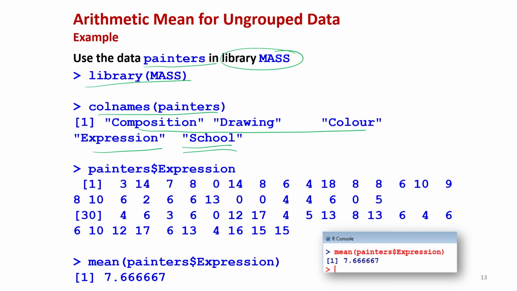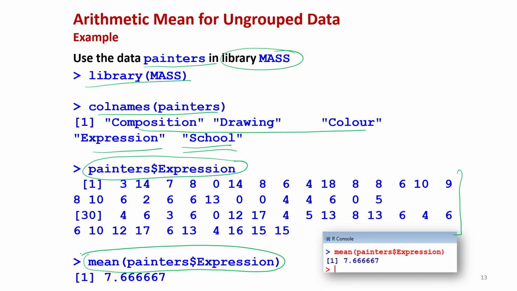Under this you can see the data on expression, which you can obtain like this. Now if you want to find the mean value of this expression data, then I can simply use mean, and within the parentheses I can use painters$expression, and it comes out to be 7.66.